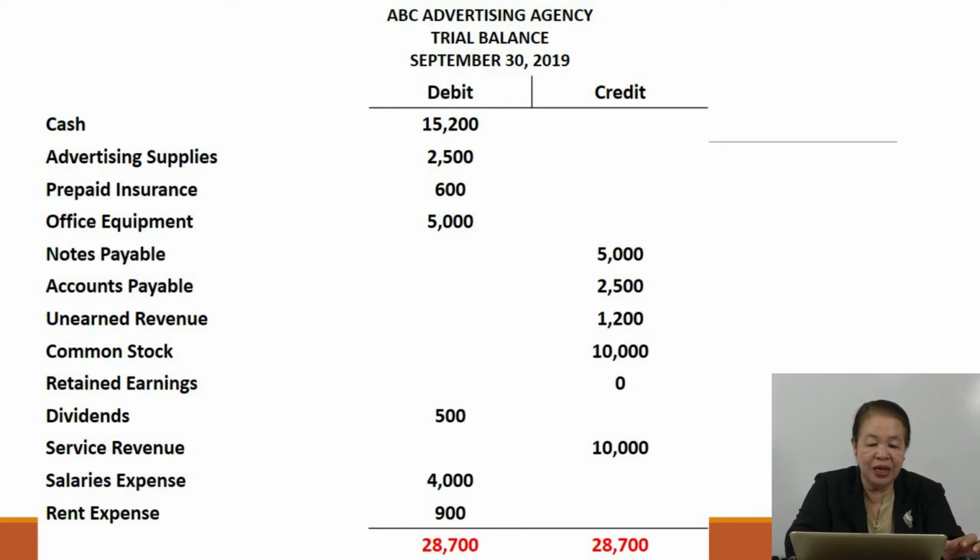And then we have the notes payable. Ito yung nasa balance sheet mo kasi utang siya. Also accounts payable. Unearned revenue, nasaan ito? Sa balance sheet mo pa rin kasi liability siya. No? Hindi mo siya pwedeng ilagay doon sa income. Common stock, nasa balance sheet. Why? Ito yung nasa equity account mo. And also the retained earnings.